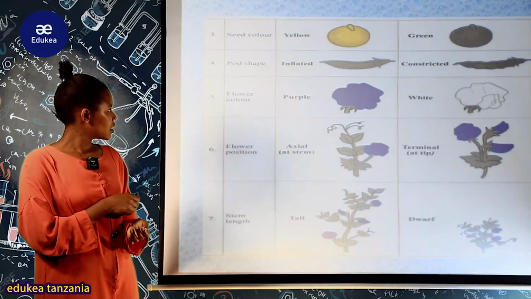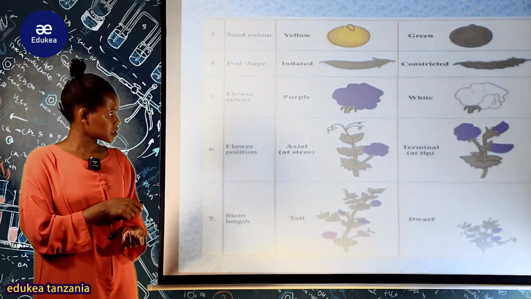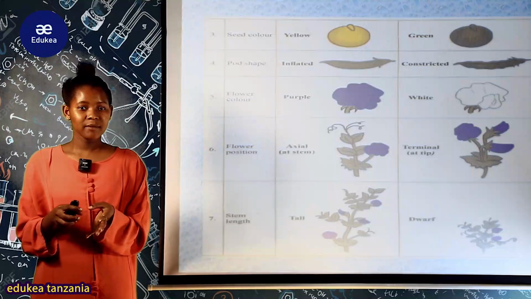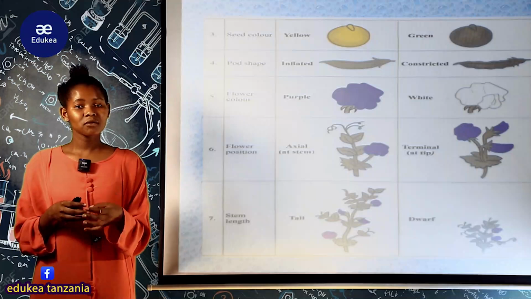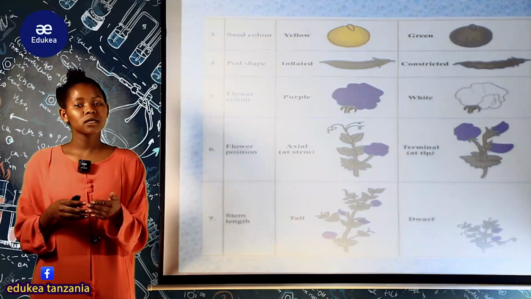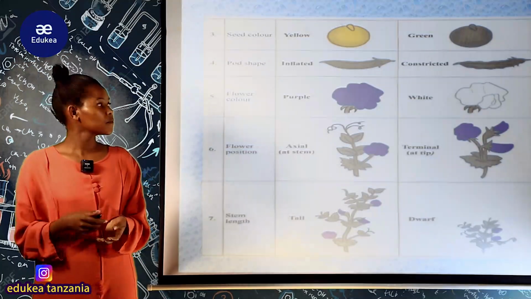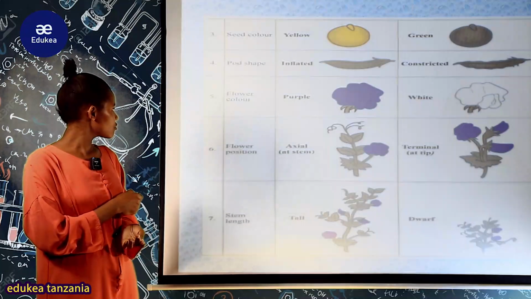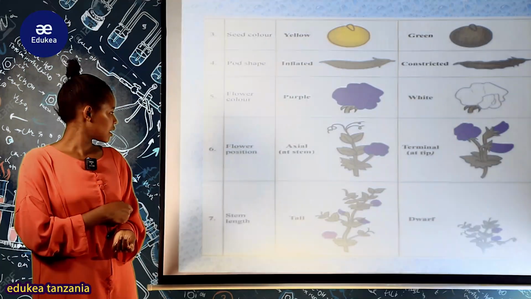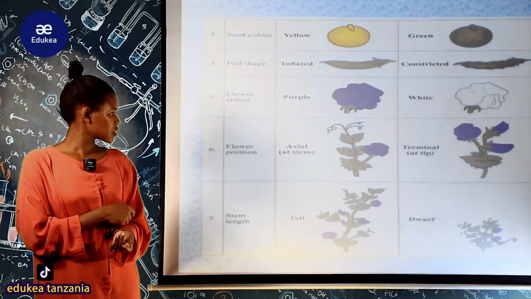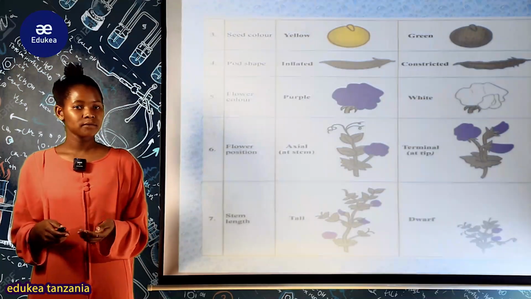Also on the pod shape, for dominant it was inflated but for recessive was constricted. Kwenye shape ya ile pod ama tuseme kasha la zile njegere, kwa dominant njegere zote ambazo zilikuwa zina dominant trait ya pod shape walikuwa na inflated shape, lakini zote ambazo zilikuwa recessive zilikuwa na constricted shape. On the issue of flower color, for dominant one was purple but recessive was white, and on the trait of flower position, for dominant was axile but for recessive ilikuwa at the terminal side.